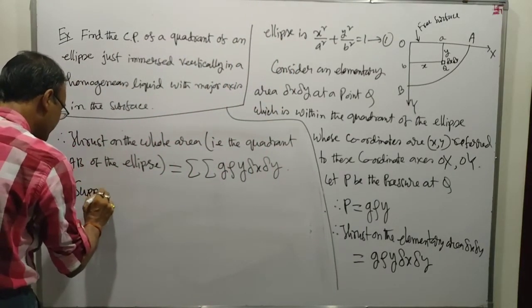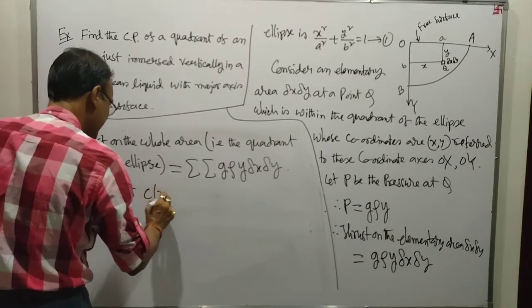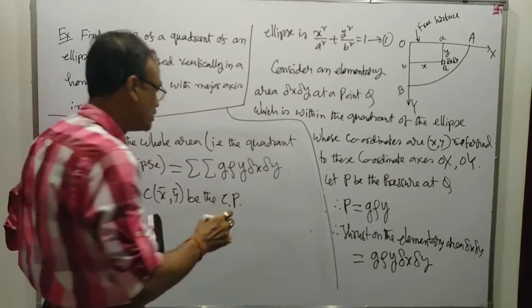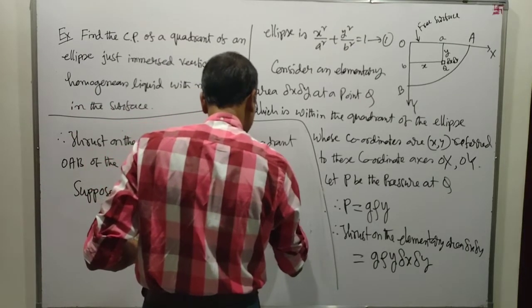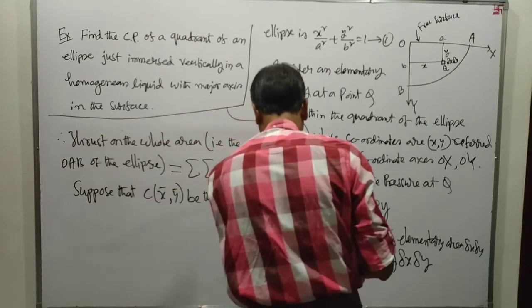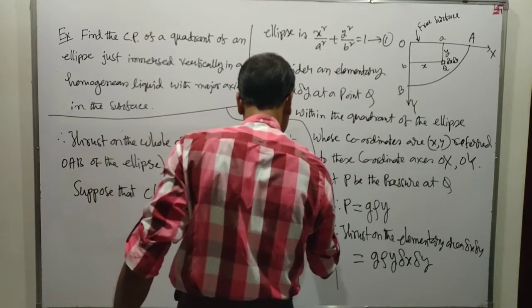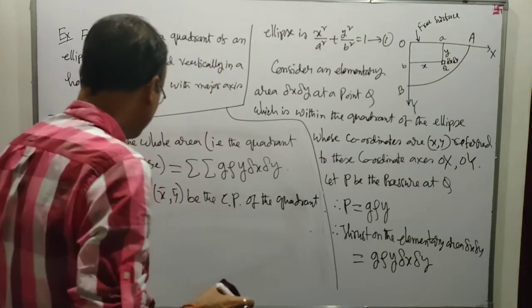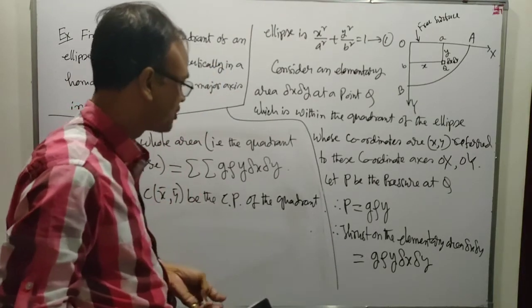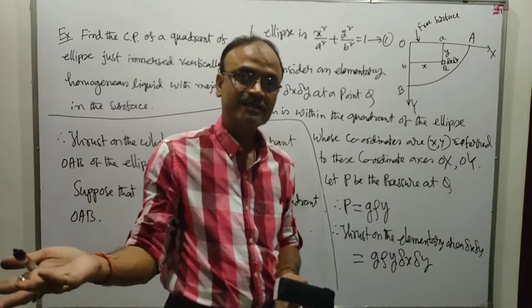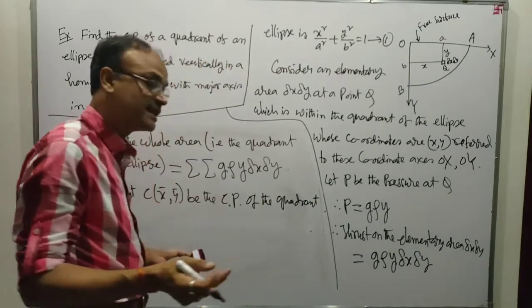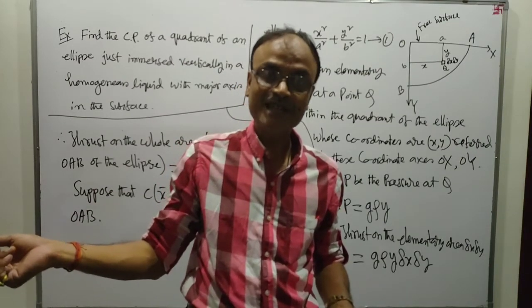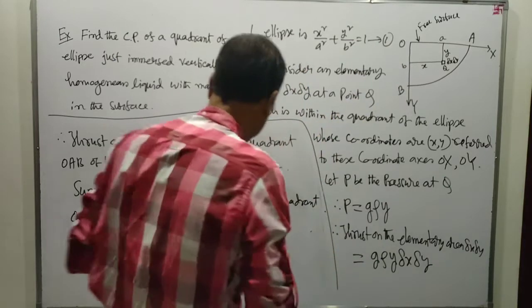suppose that C, x bar, y bar, be the center of pressure of the area of the quadrant. Proceeding as before, what will be our next step? The next step will be taking moments of the thrust about OX and OY.